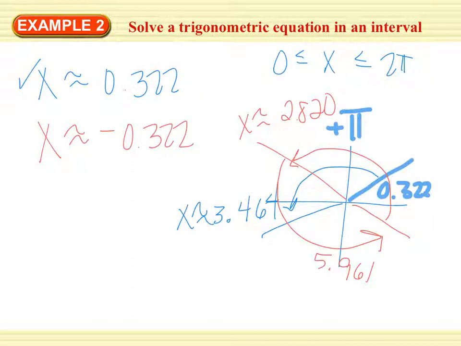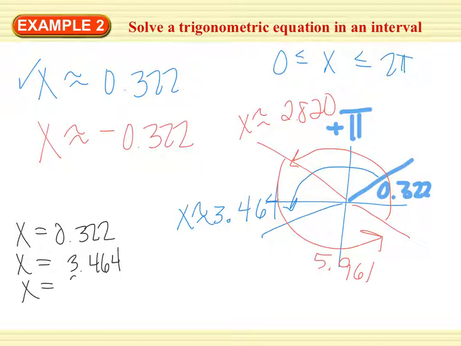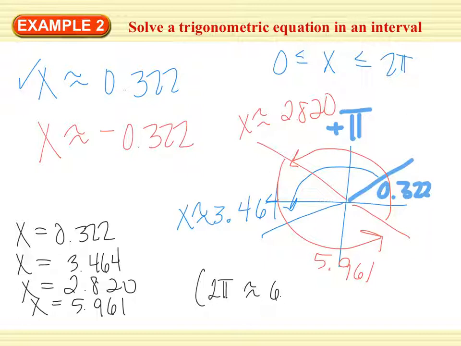So really I have 4 solutions, so let me list them out in black. I get x is approximately 0.322. I add pi. I get 3.464. I can't list the negative one because it's not in my range, but I get 2.820, and finally 5.961. 2 pi is approximately 6.28. So I need to be in between 0 and that. Cool?